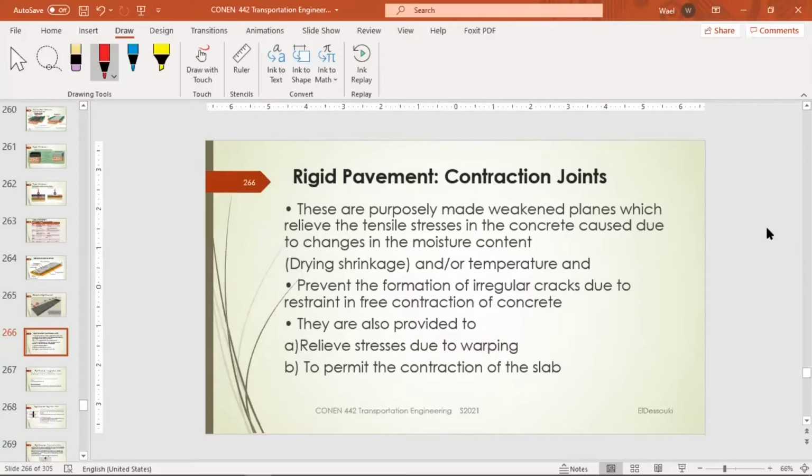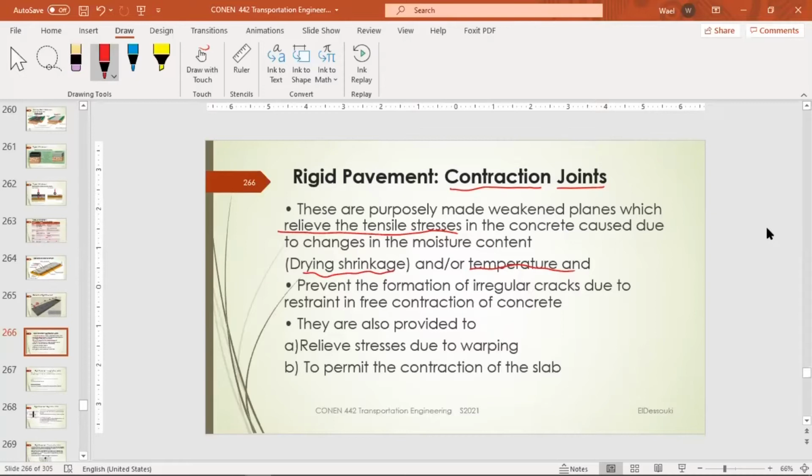Okay, now for rigid pavements, we have a group of joints. So we start with the contraction joints. The contraction joints are weakened planes in the concrete. Their purpose is basically to relieve tensile stresses in the concrete due to change in moisture content, which is basically drying shrinkage, and or temperature. The purpose of these contraction joints is to prevent formation of irregular cracks due to restraint.